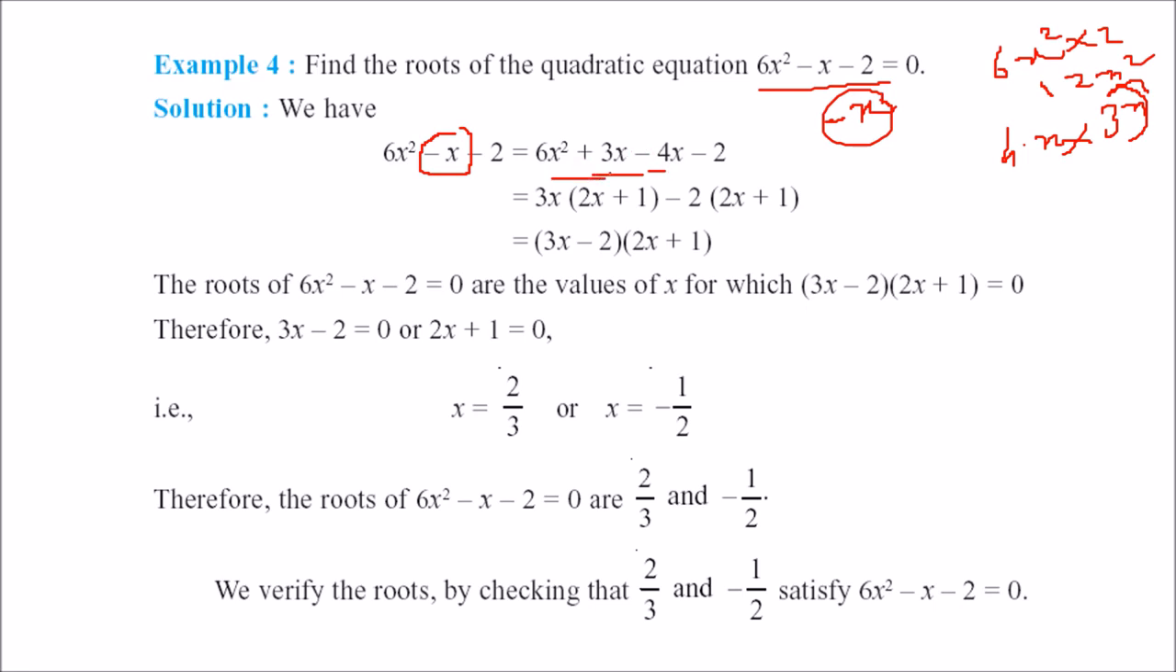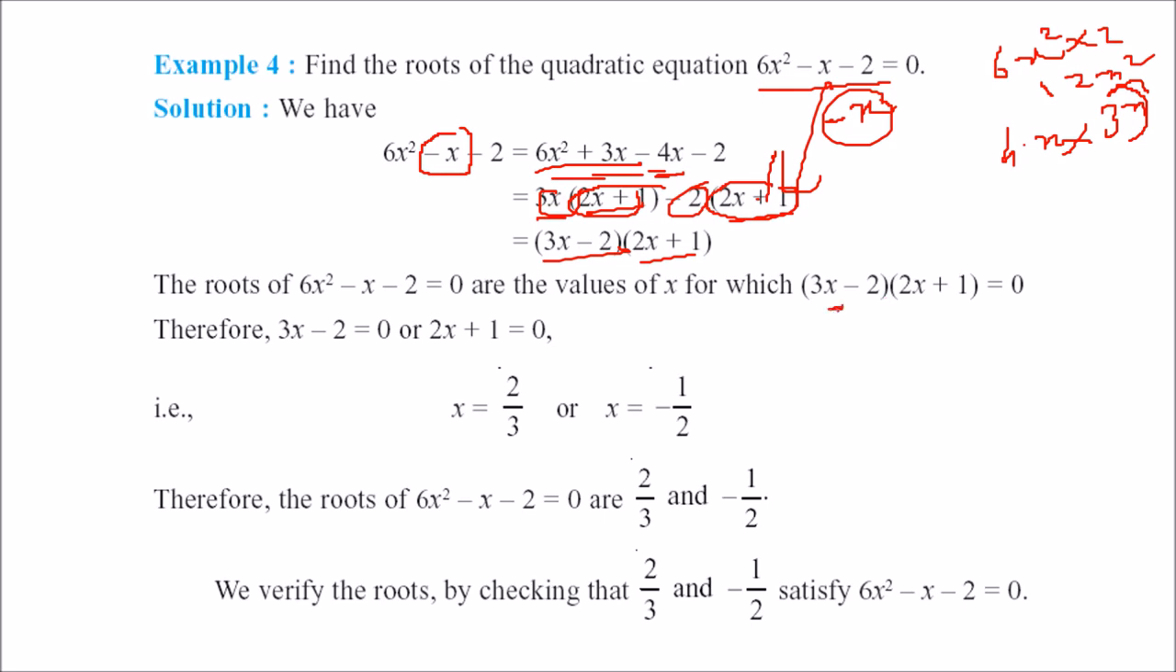We have written it like this just because we want to take some 3x out. When we take 3x out from this, we get 2x plus 1. When we take minus 2 from here, we again get 2x plus 1. So we are interested in this common term, because we take 2x plus 1 common, and 3x minus 2 is left. So 3x minus 2 into 2x plus 1 is the factor of 6x square minus x minus 2.